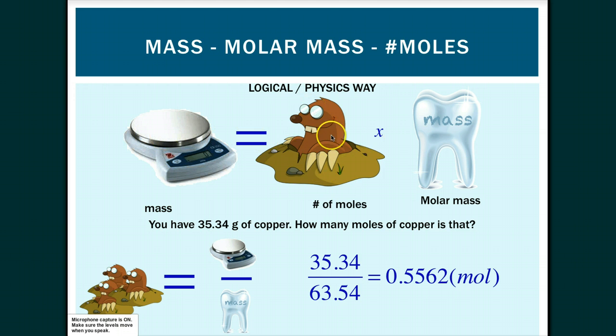Actual mass is the number of moles times the mass of each mole, the molar mass. So if I'm talking copper, I look up in my periodic table and I see that the number is 63.54, which means that each mole of copper has a mass of 63.54 grams. Since I'm figuring out the number of moles, I can take my mass and divide by my molar mass. So the number of moles in my case is going to be 35.34 divided by the molar mass, which is 63.54.